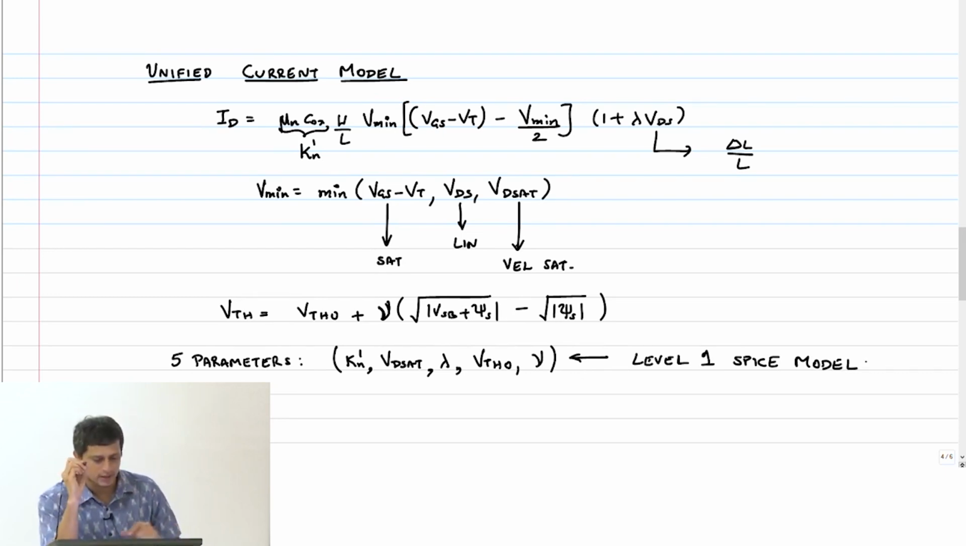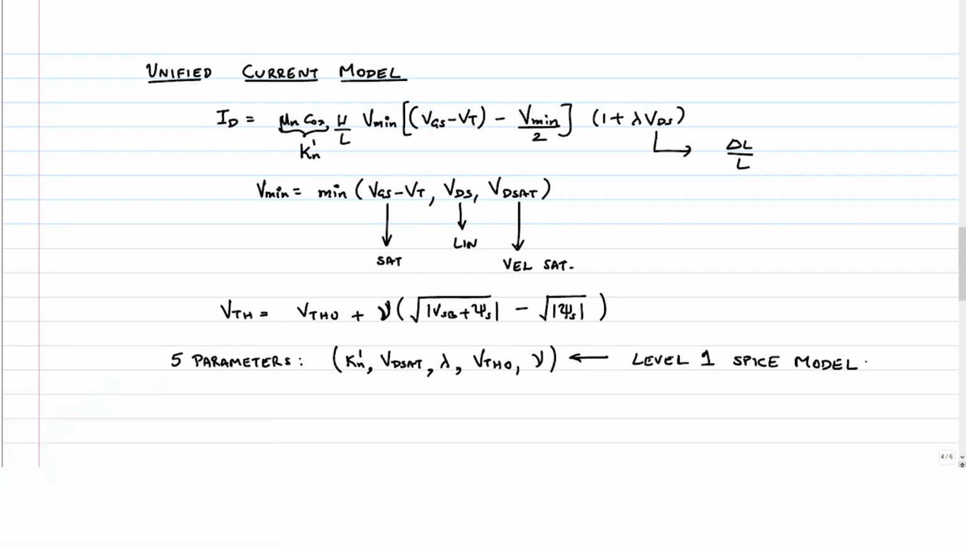Just 5 parameters, and if I define the current in this particular way and the threshold voltage in this particular way, then I can obtain the current if the fab gives me these 5 parameters. Of course, it's a very simplified equation. Now my question is the following.